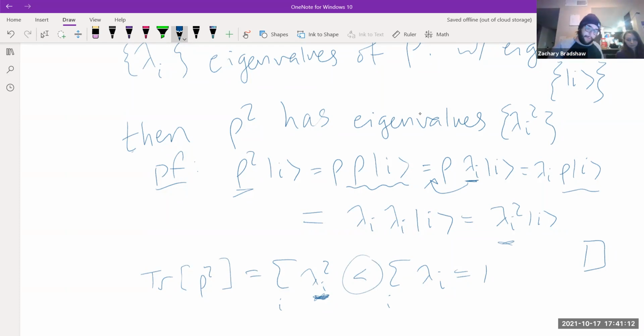So if you're given a density matrix and you want to know if it's pure or mixed, take its square, take the trace. If it's 1, then it's pure. If it's less than 1, then it's mixed. Okay. So that's a really handy theorem.